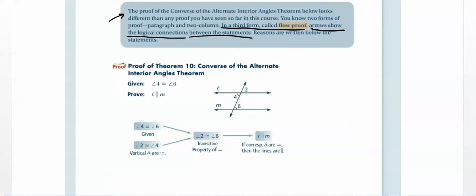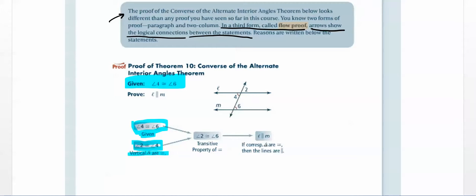Okay, so given, let's take a look at it. Given angle 4 is congruent to angle 6. Okay, so that's given. You can see we have the statement in a box here, and then the reason is written underneath. All right, now there's another statement here. We have angle 2 is congruent to angle 4, and the reason for that is vertical angles are congruent.